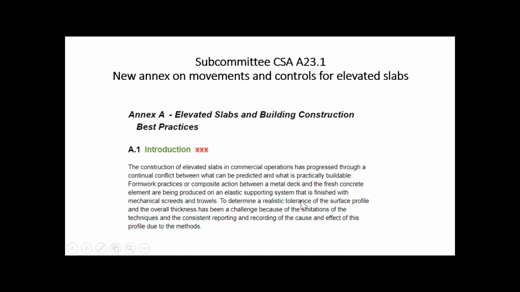This is the introduction, for elevated slabs and building construction best practices.